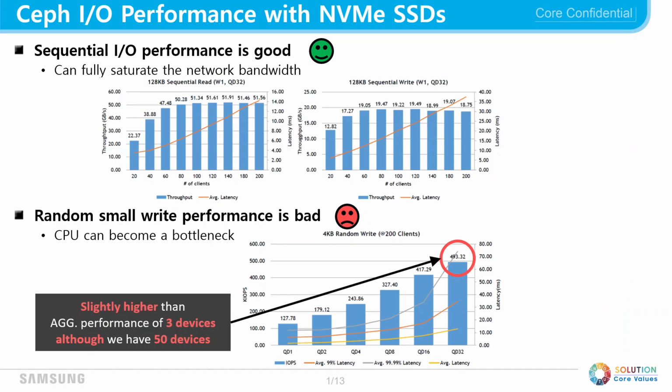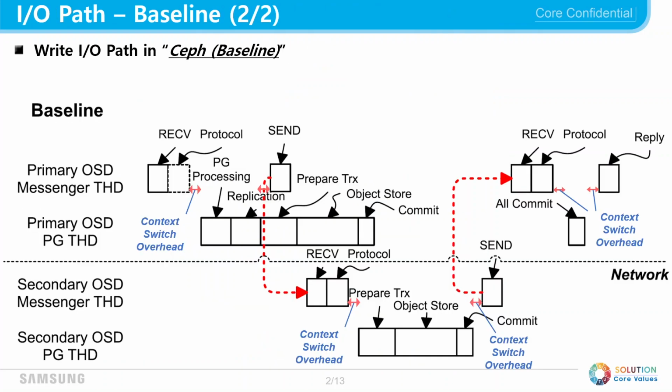So what's the problem? As you all already know, SAP's sequential I/O performance is good enough to fully saturate the 10 gigabit network bandwidth, but the random byte performance is rather poor. We only got slightly higher IOPS than the aggregate performance of 3 NVMe SSDs, even though we have a total of 50 devices. Due to the characteristics of SAP, consistency and correctness are more important than other things, so performance has always been the main challenging issue in SAP.